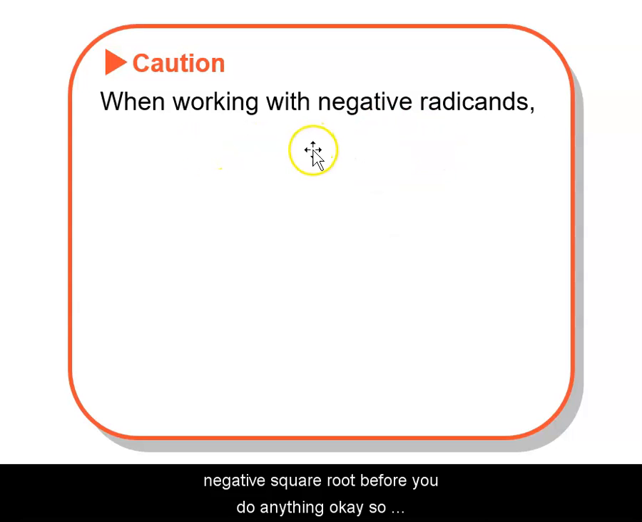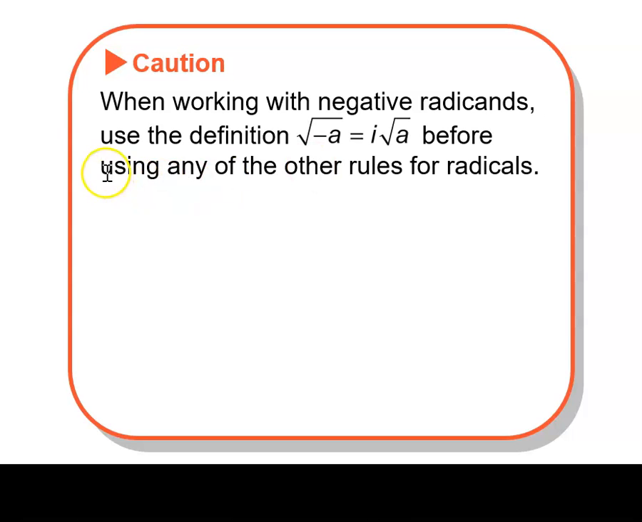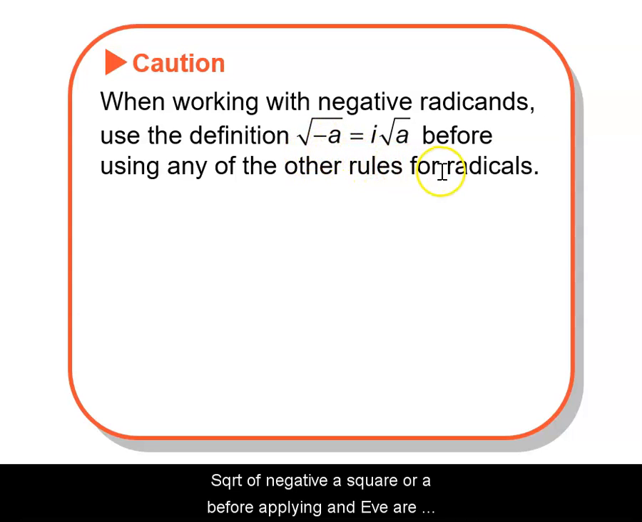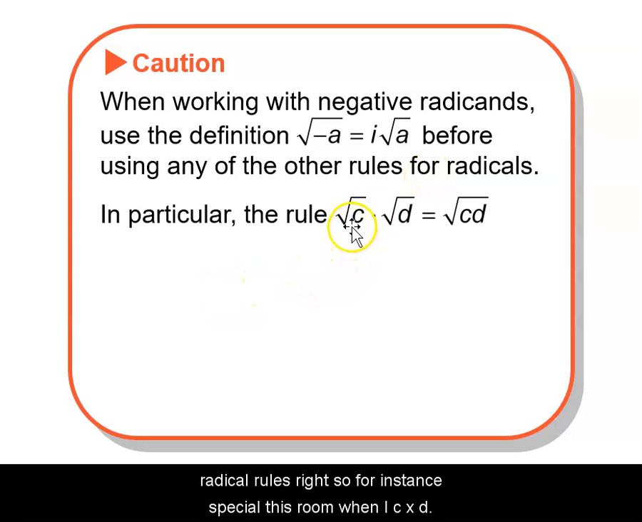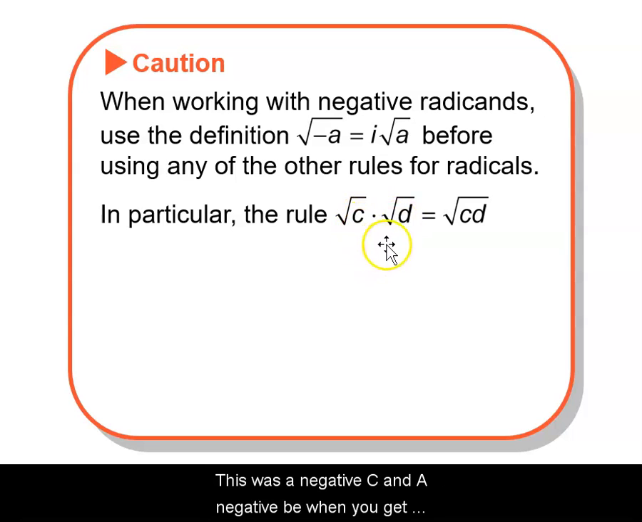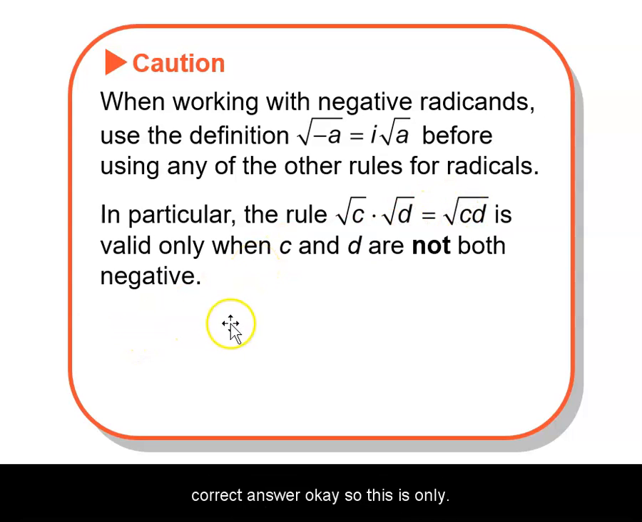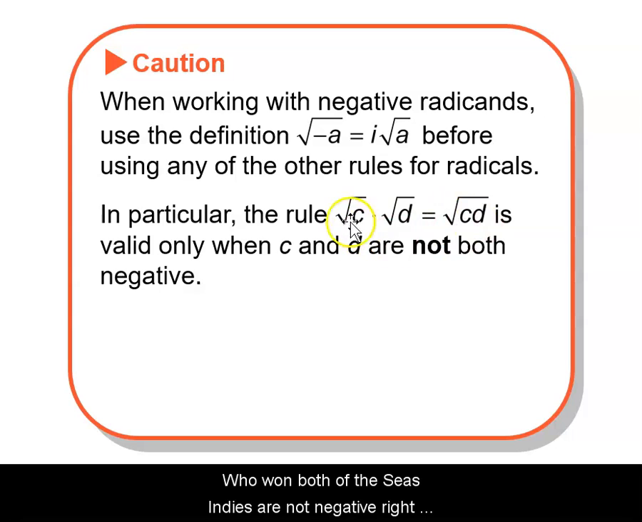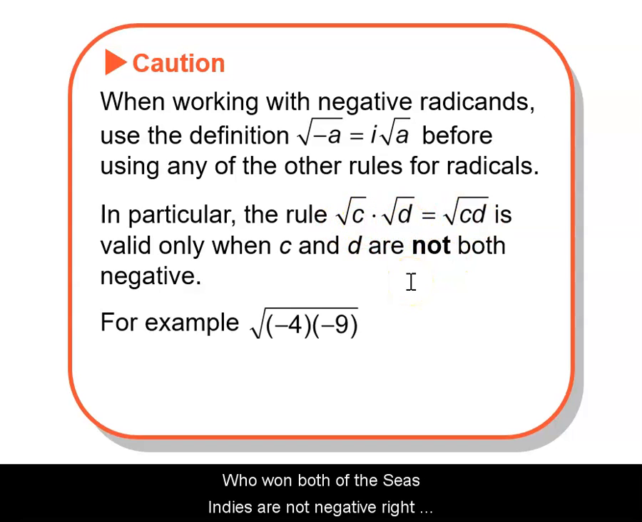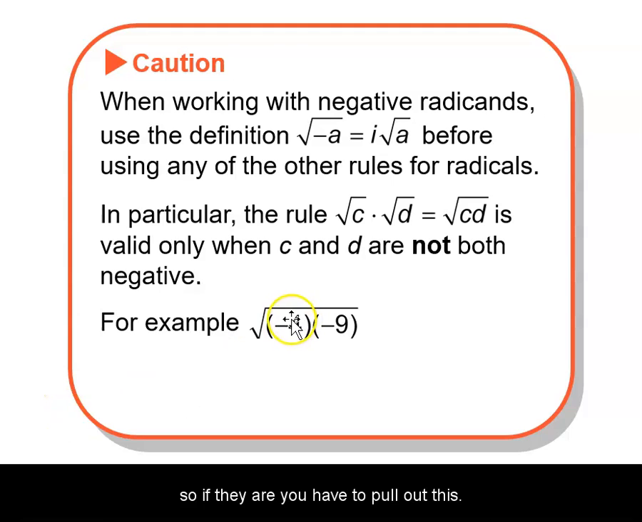Okay, so again, let's just reiterate that. So when working with negative radicands, so things inside the radical sign, you always want to use the definition that square root of negative a is i square root a before applying any of our radical rules, right? So for instance, especially this rule, when we have c times d, if this was a negative c and a negative d, when you get here, you get a positive, but that's not going to be the correct answer, okay? So this is only true when both of the c's and d's are not negative, right? So if they are, you have to pull out this i and a second i, okay? So this is not true, right?